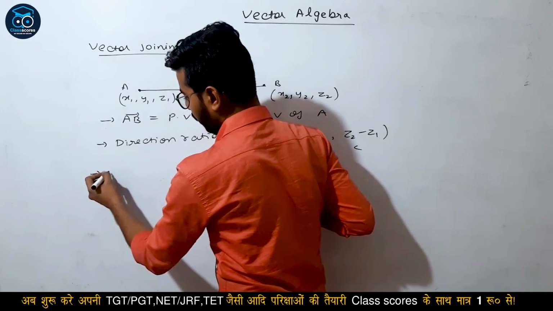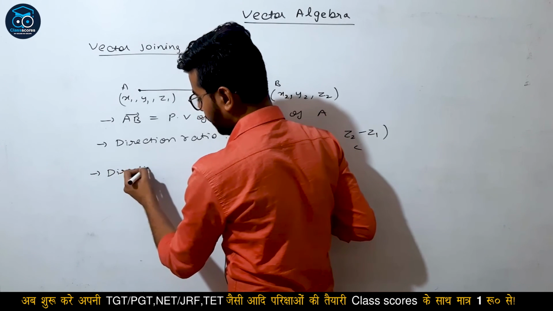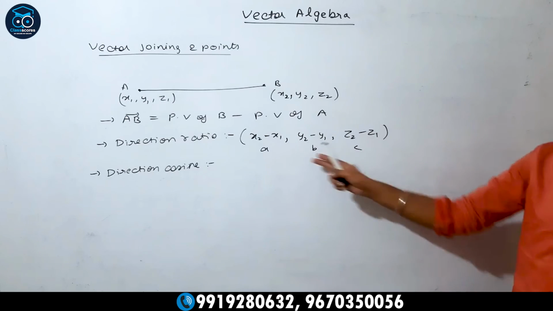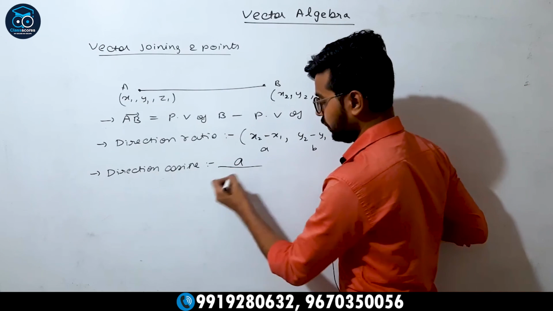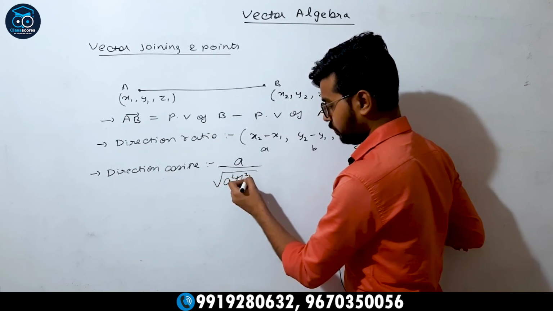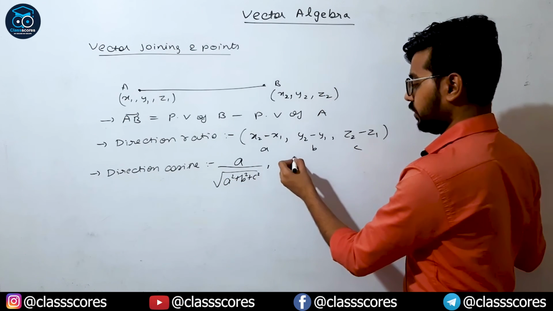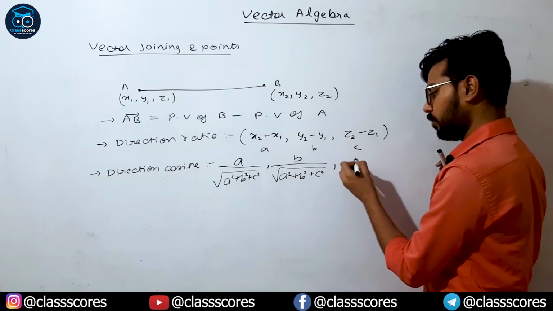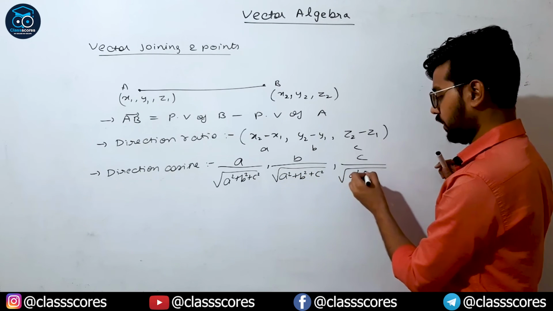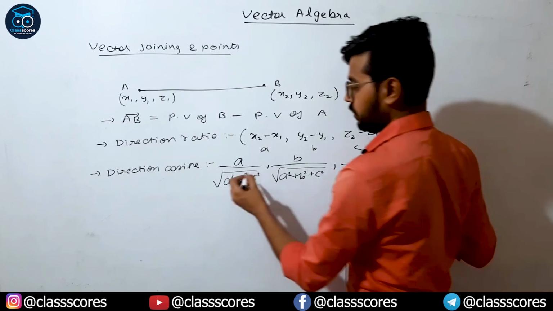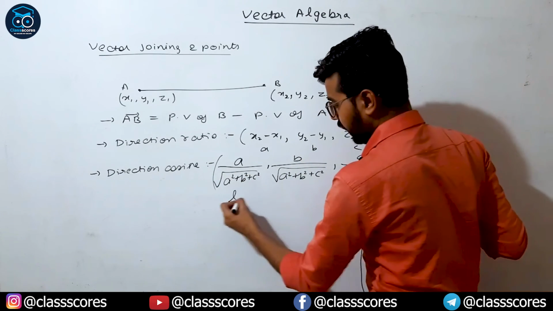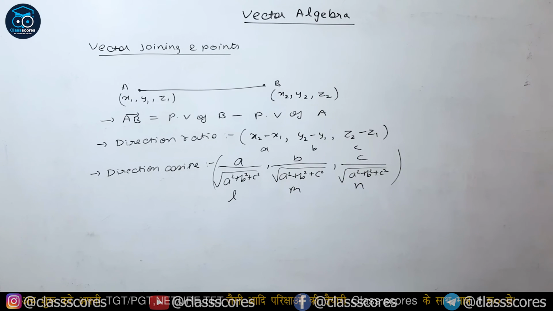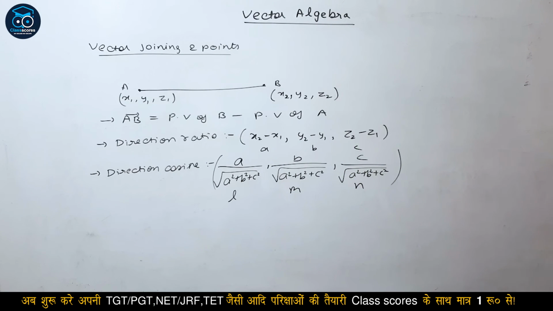Now we can also find the direction cosine. How can we find the direction cosine? We have A, B, C. So with the help of these, A upon root A square plus B square plus C square, comma B upon root A square plus B square plus C square, comma C upon root A square plus B square plus C square. Or we can represent this as l, m, n. Clear? So these are the basic things.